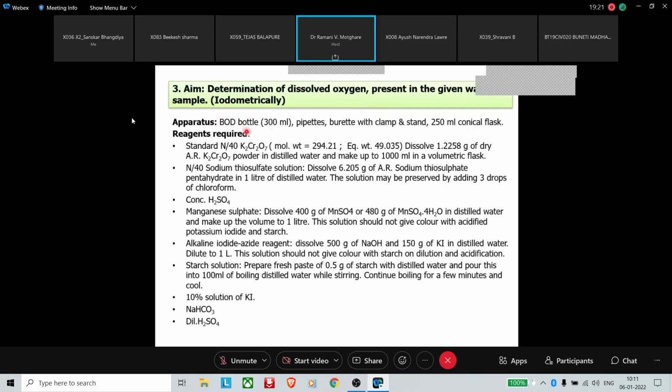The bottle which you are using for this has an internal volume of 300 ml. They are the BOD bottles in which the BOD experiment is carried out. But here we are using BOD bottles for determination of dissolved oxygen. Things are clear? Many a time students say BOD bottle, BOD experiment. Here you are using a BOD bottle, but you are doing determination of dissolved oxygen present.